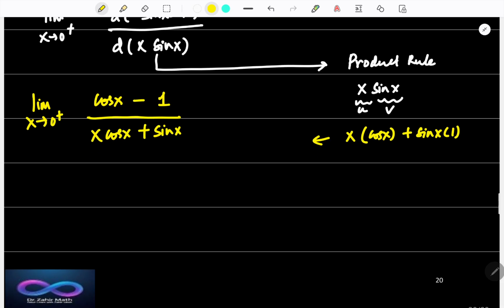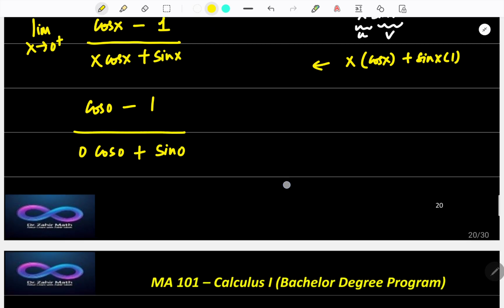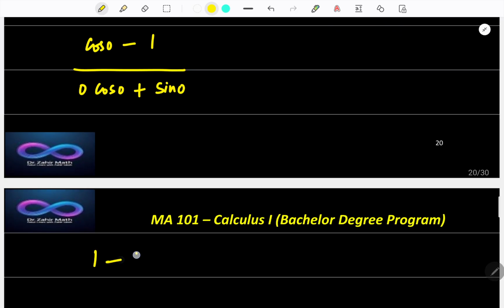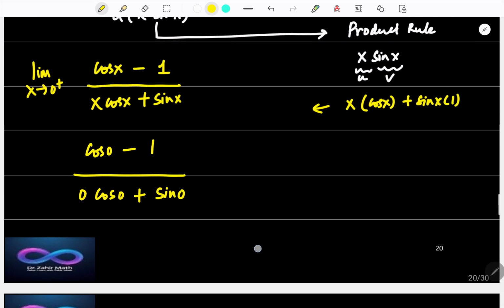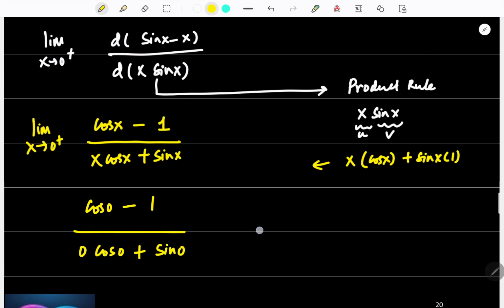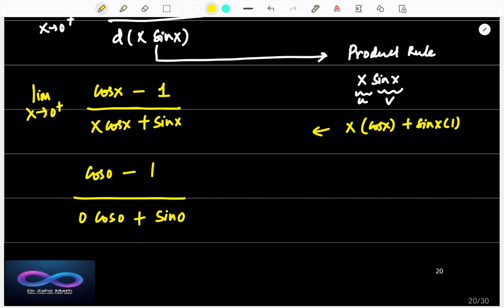Now you apply 0. When I apply 0, I get cosine 0 minus 1 divided by 0 cosine 0 plus sine 0. So cosine 0 is 1, 1 minus 1, and this is 0. I think I missed something. Differential of x sine x is x into cosine x plus sine x. Okay, right, I'm right only.